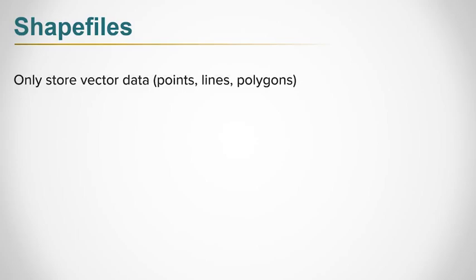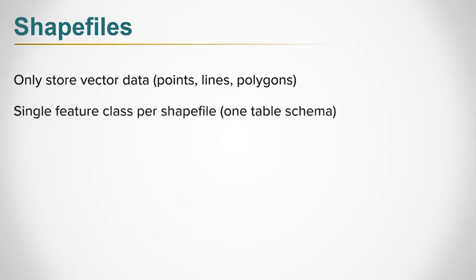Let's start by taking a quick look at shapefiles. Shapefiles store only vector data types, so points, lines, and polygons, and only a single feature class is able to be contained in a single shapefile. That is, there's only one attribute table and one meaningful type of feature data in the shapefile.